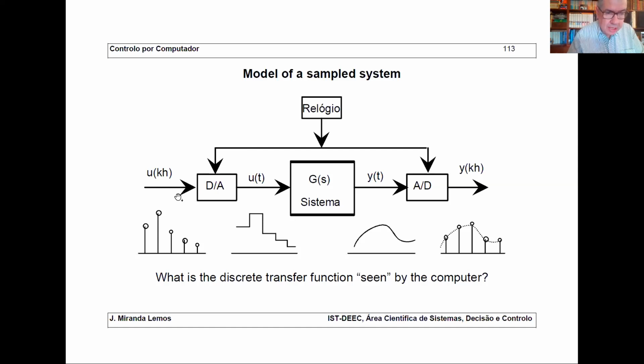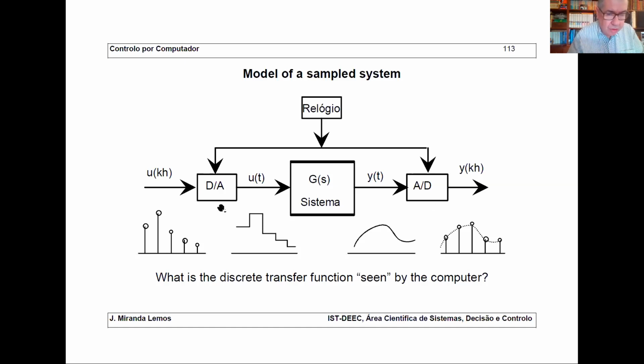So the computer is connected between this input and this output, U of KH and Y of KH. The input is exciting the DA with a sequence of numbers that I represent by this graph. These small bullets are numbers at sampling instants, and the computer reads the samples of the output of the plant, Y of KH, at the sampling instants. We want to compute the equivalent discrete time transfer function between U of KH and Y of KH. That is to say, I give you G of s and you have to compute the equivalent discrete time transfer function when you add this DA and AD box.